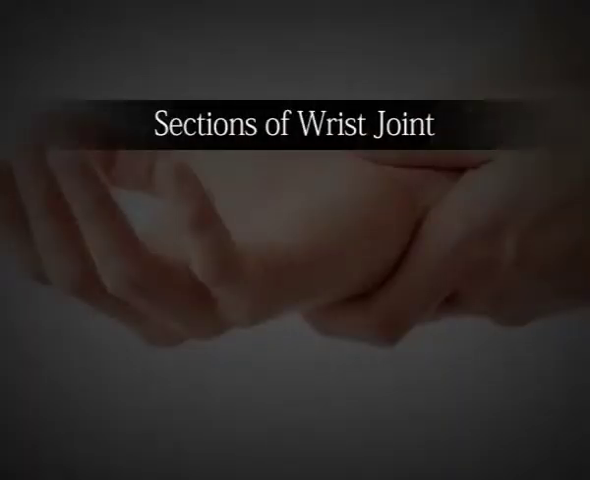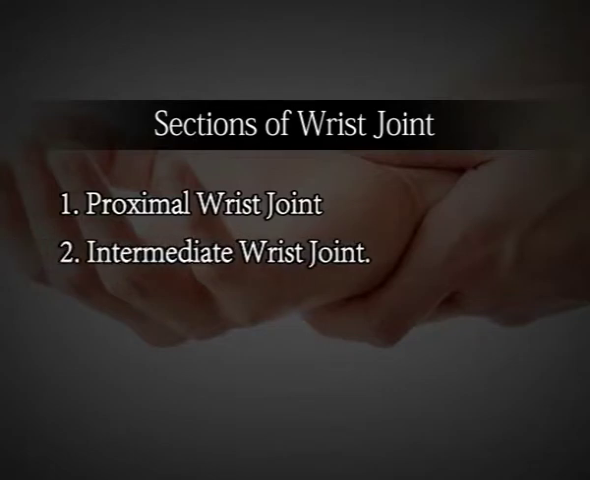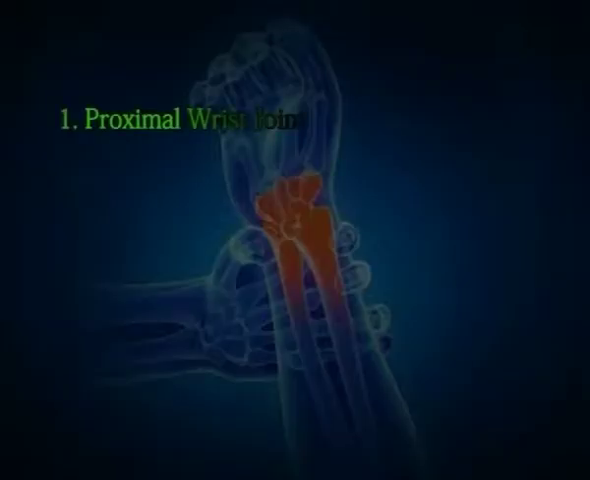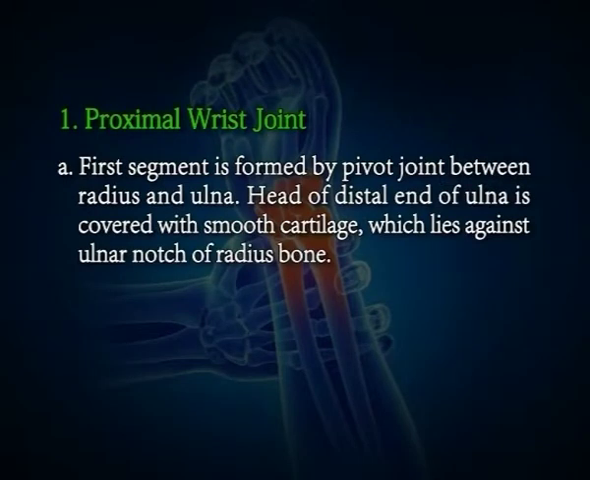Now we have sections of the wrist joint. The wrist joint can be classified in the following manner. Number 1, proximal wrist joint, intermediate wrist joint, and distal wrist joint. Now we have the proximal wrist joint. The proximal wrist joint has two segments. Number A, the first segment is formed by the pivot joint between radius and ulna. The head of the distal end of the ulna is covered with smooth cartilage which lies against the ulnar notch of the radius bone.